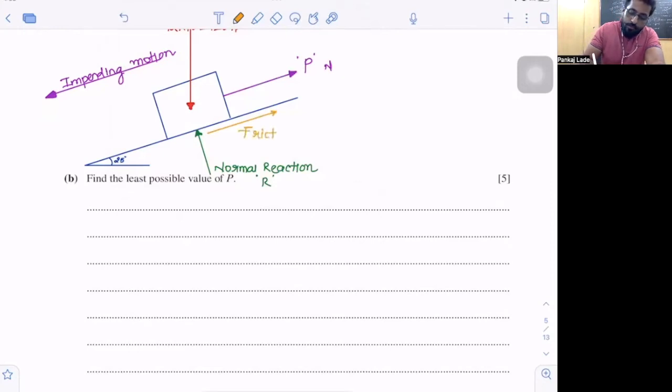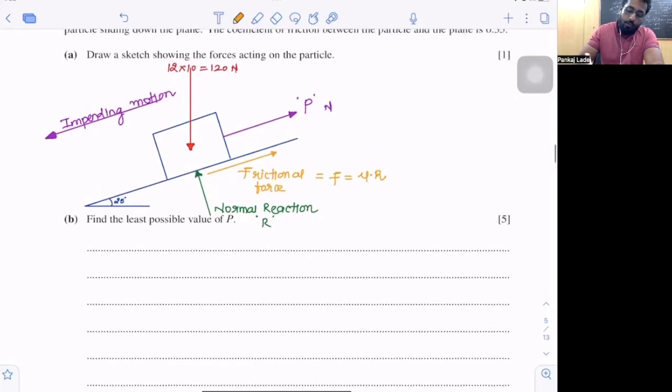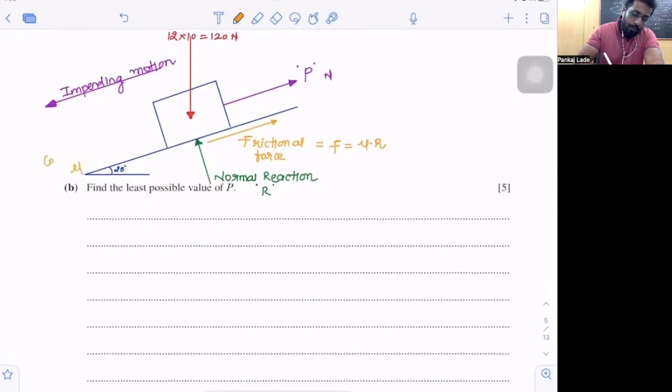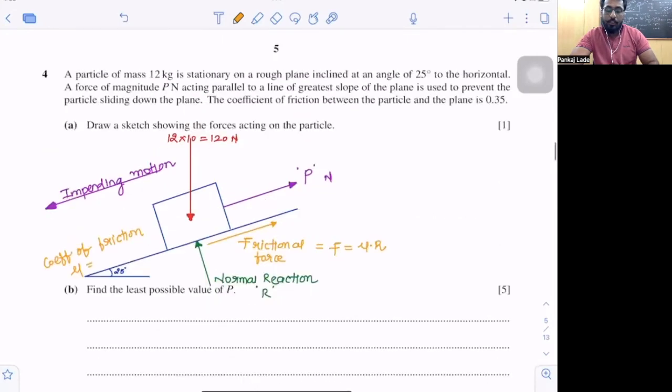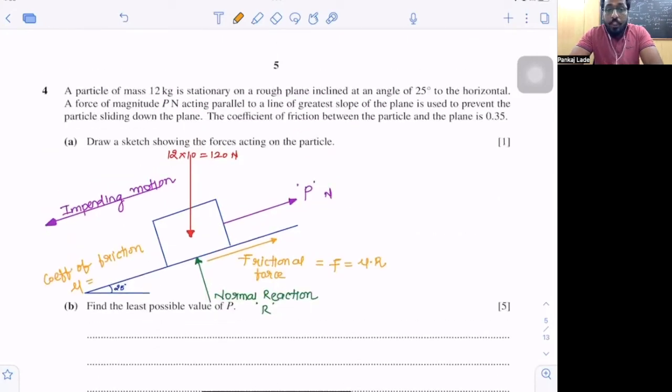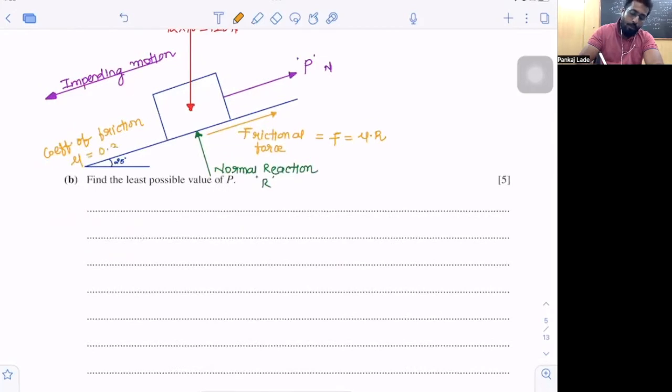So that's your frictional force, or we call it a resistive force. It is denoted by F, and it is given by mu times R, where mu is the coefficient of friction. So what is mu given to us? There is friction between the particle or the block and the plane on which it is resting, and that coefficient of friction in the question is 0.35. So mu is 0.35. It's a unitless quantity. Therefore I can say F would come out to be 0.35 times R newtons.